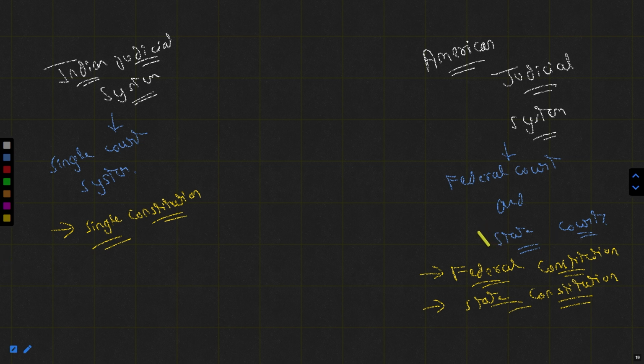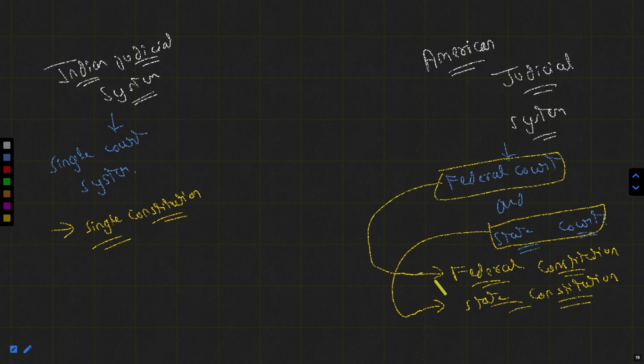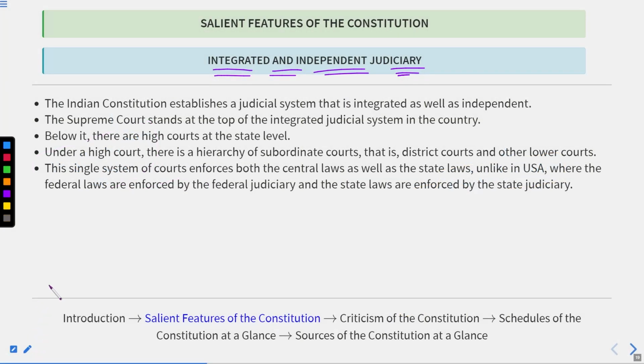But in America, basically, the federal constitution is applicable all over the country and every state has its own constitution also. All right. That's why they have state courts which enforce the state constitution, and federal courts which enforce the federal constitution. But in India, we have a single constitution for both the center and the state. So that's why a single court system prevails in India. Got it?